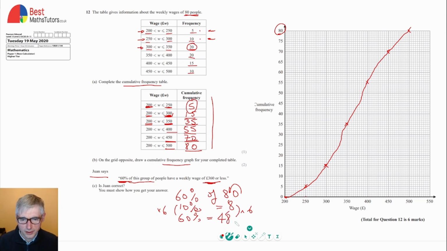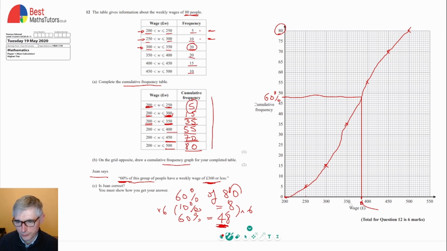We go to the frequency of 48 on the vertical axis there. So I'm finding 48, which would be there, and I read across like this, which is supposed to give me a straight line. There we go. And then I'm going to read down. So if we read across from here to see where this has cut the horizontal axis, we can find that value and find out what 60% of people earn less than.